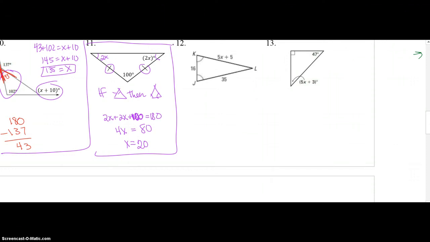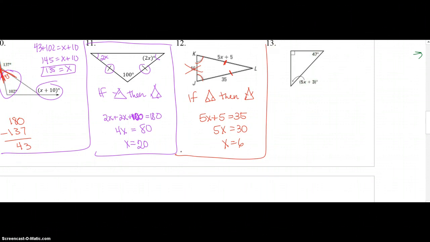Okay, number 12. What do these arcs mean? It means that the base angles are congruent. And if the base angles are congruent, then the legs are congruent. It's isosceles. So these legs are congruent or equal, so we simply set them equal. We don't care about this 16, it has nothing to do with the legs. Subtract 5 from both sides, divide by 5, and you get x equals 6.